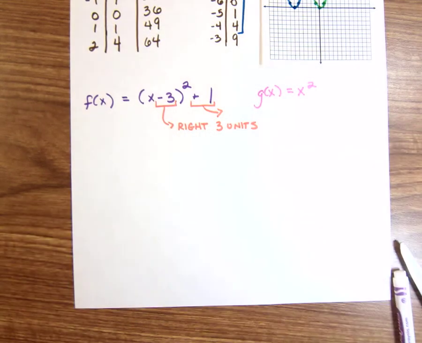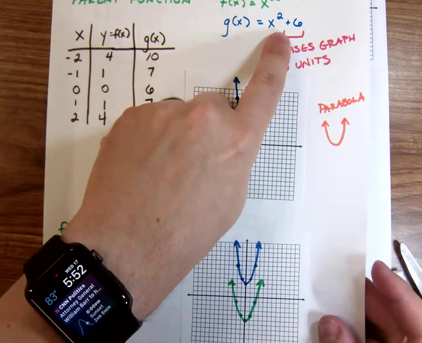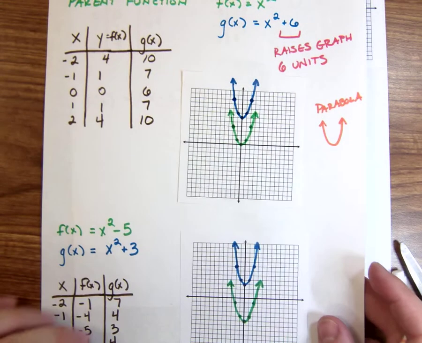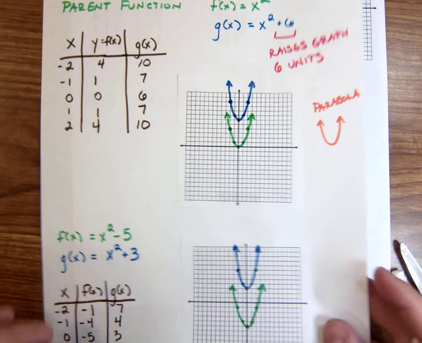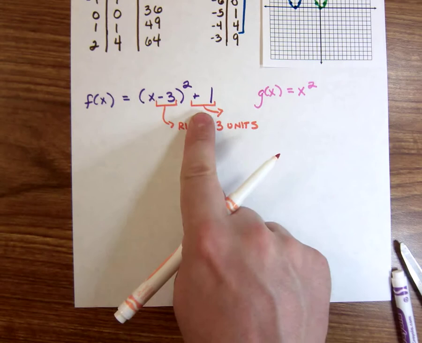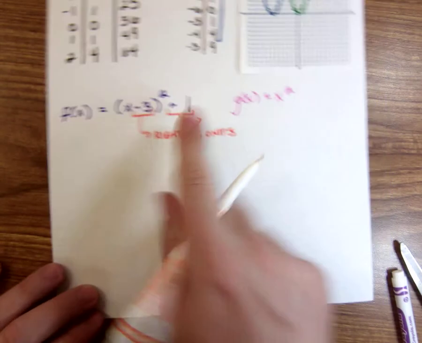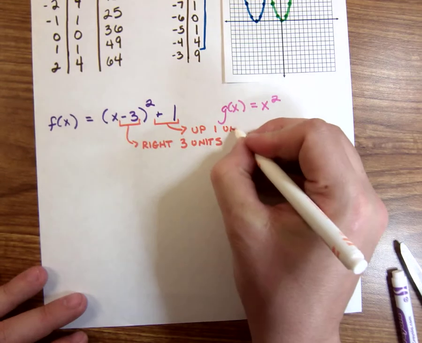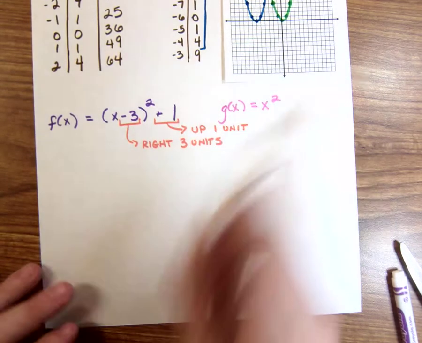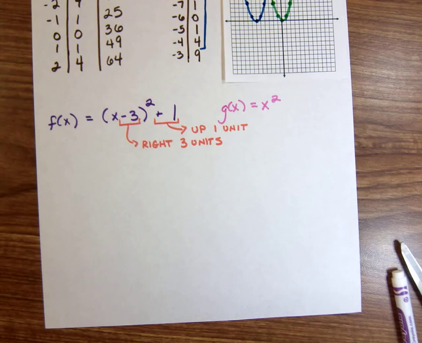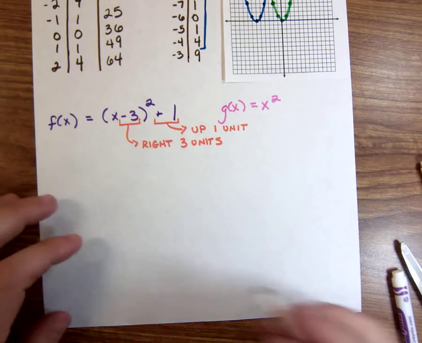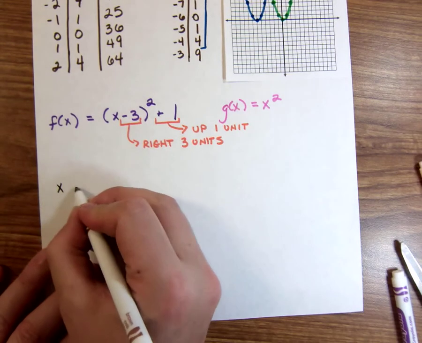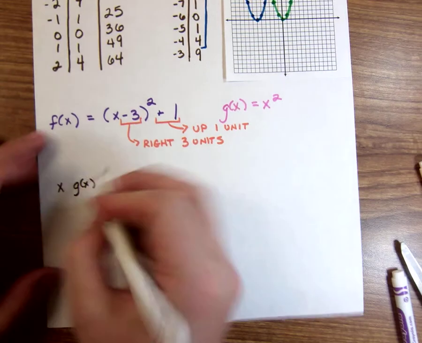What happens when you add or subtract a number and it's not in the parentheses? Moves it up or down. So what's the plus 1 going to do? Up 1 unit. Numbers in the parentheses move it left and right. Numbers out of the parentheses move it up and down. Okay, so let's see what this looks like. Again, I'm going to start with the parent function as a point of comparison.